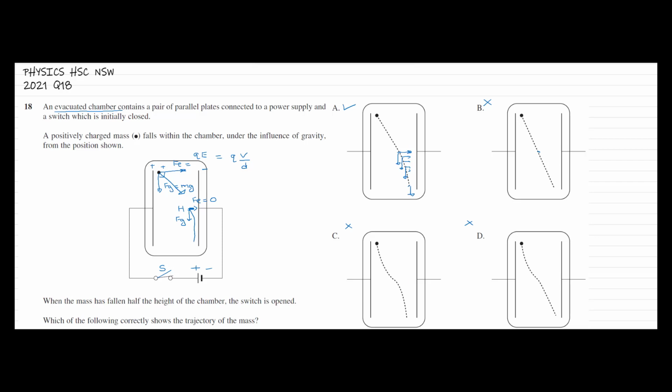So up till the point H, it will be a straight line, and after the point H until it hits the bottom, it will be a parabolic path. So option A definitely is the correct one.